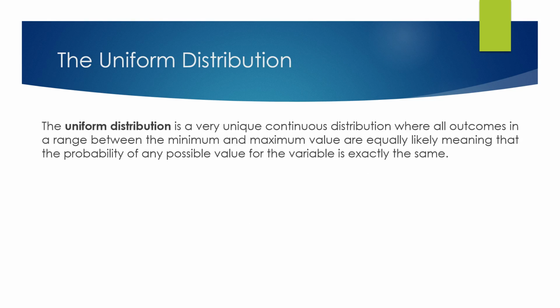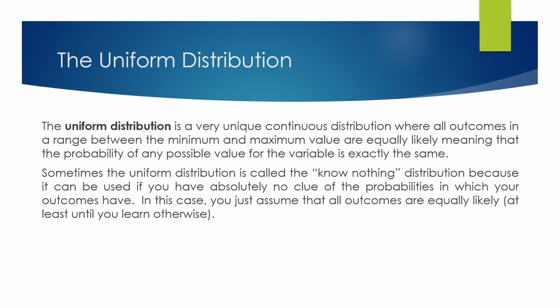The uniform distribution is the distribution that we're going to begin with, and that is the focus of this topic. The uniform distribution is very unique. We are going to be treating it as continuous here. All of the outcomes in between a range of a maximum and minimum value are equally likely. So that means that the probability of any value at all is exactly the same.